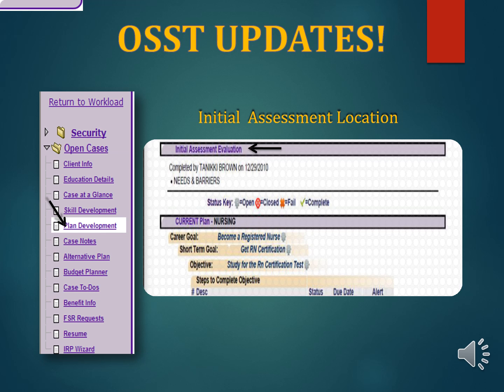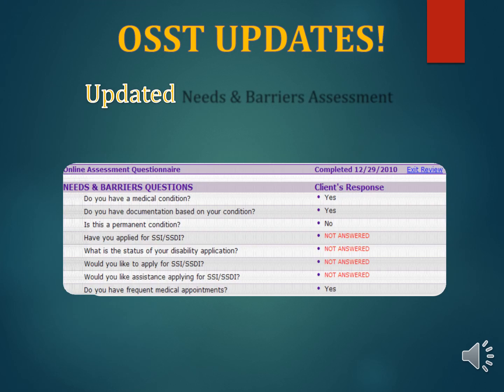You can access the assessment by clicking on Plan Development, and then under the Initial Assessment Evaluation, click Begin Assessment. The assessment must be completed fully and with all sections answered. Once the assessment is completed in OSST, the staff member can review the assessment for completeness and validate answers by viewing the assessment online or by printing it out ahead of time for review and signature with the participant present.